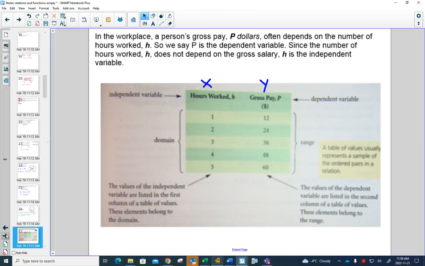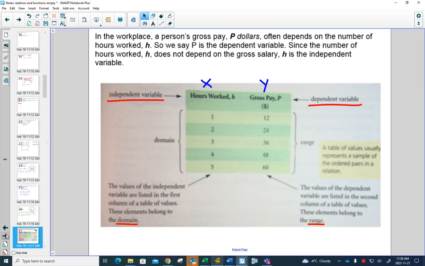We always write independent first, dependent second. And you always have your domain first, range second.